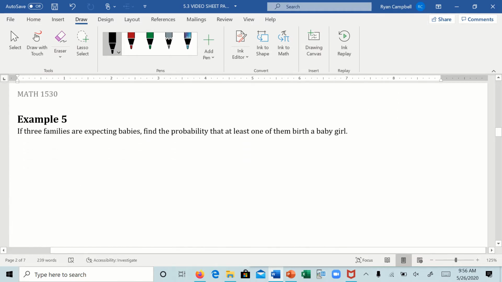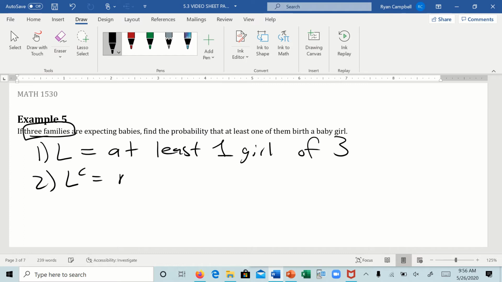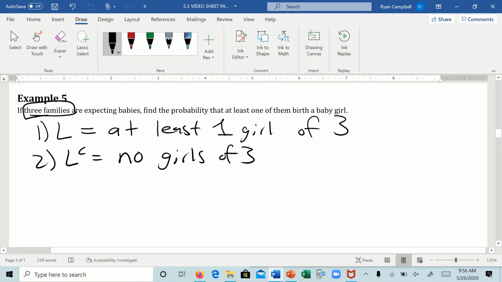All right, so example 5. If 3 families are expecting babies, find the probability that at least 1 is a baby girl. So step 1, L. L, we said, was at least 1 girl of 3 families, right? At least 1 of 3 being girls. Number 2, LC. That means no girls of 3. So if none of them are girls, what are all of them going to be? All boys of 3.